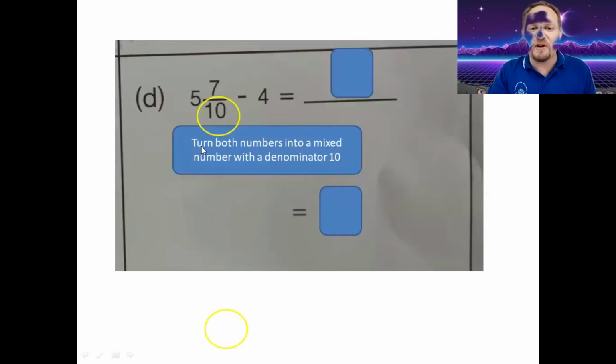Okay, in the blue box it says turn both numbers into a mixed number with a denominator of 10. So 5 and 7 over 10 is a mixed number already. Let's turn 4 into a mixed number with a denominator of 10. You could do 4 times 10 gives you 40. Now we know 40 over 10 is equal to 4.